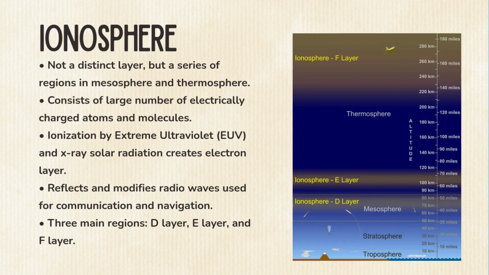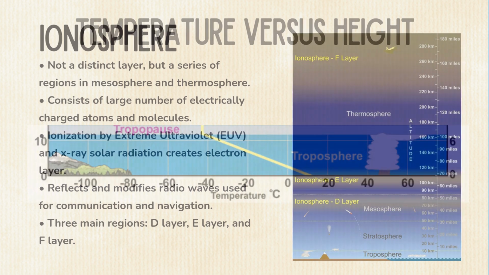The ionosphere is divided into three main regions known as the D, E, and F layers, although these do not have sharp boundaries. Instead, their altitudes shift depending on the time of the day, solar activity, and even the season.